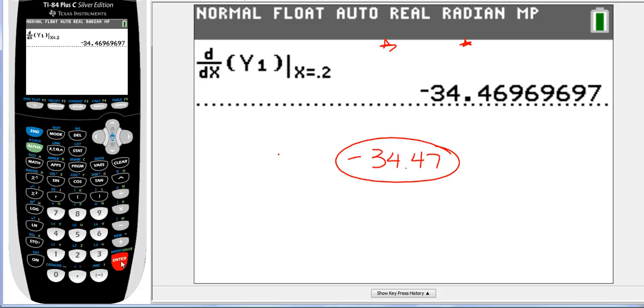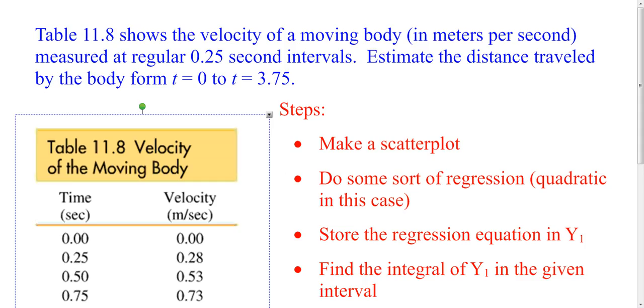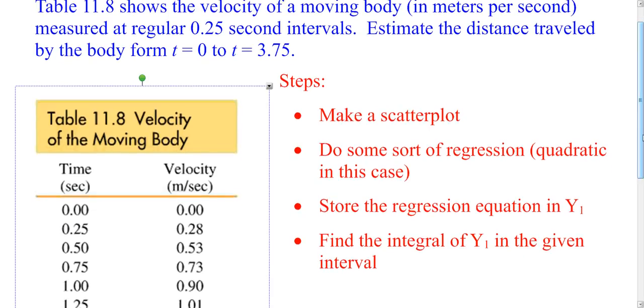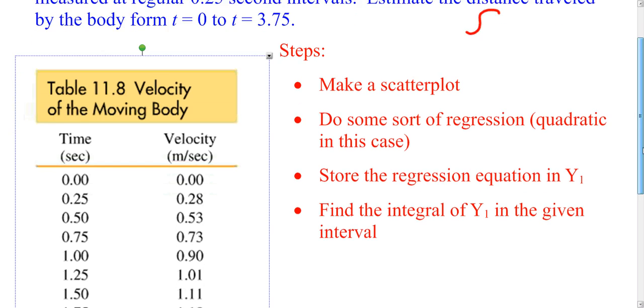All right, then we have one more to do really quickly. This is another example. It shows the velocity of a moving body measured at 0.25 second intervals, and it wants us to estimate the distance traveled by the body from t equals 0 to t equals 3.75. If it wants distance traveled, that means you're going to do an integral. So first make a scatter plot, then get the regression equation, and then find the integral of that regression equation over the given interval. Lots of steps, but that's what you do.